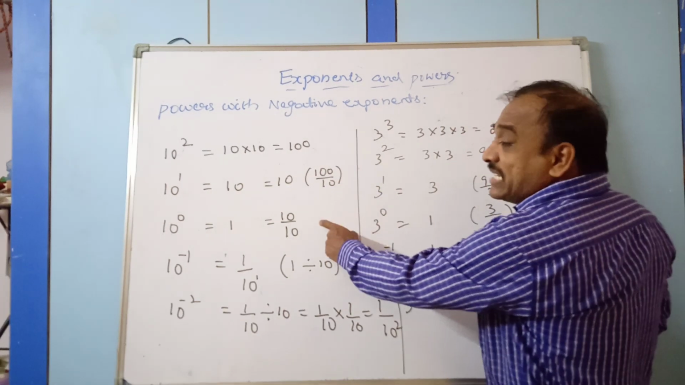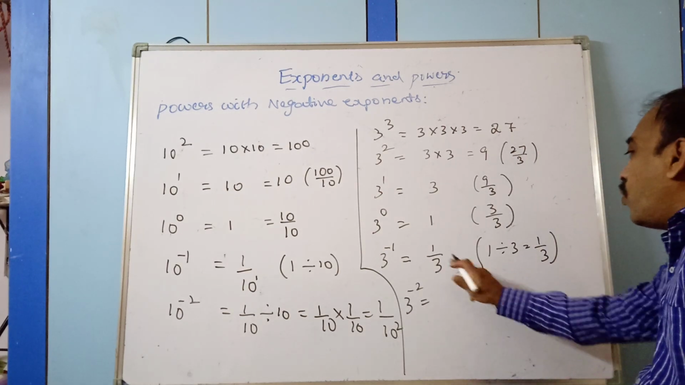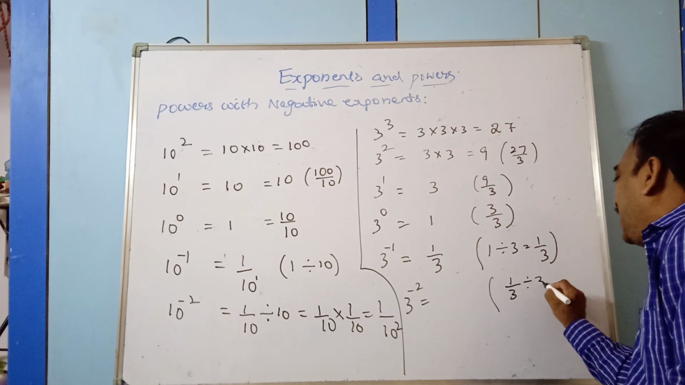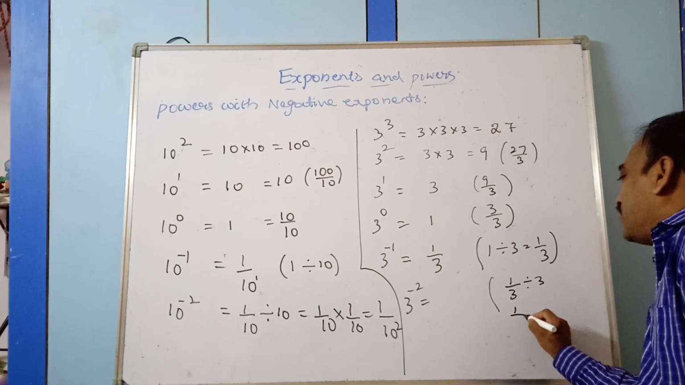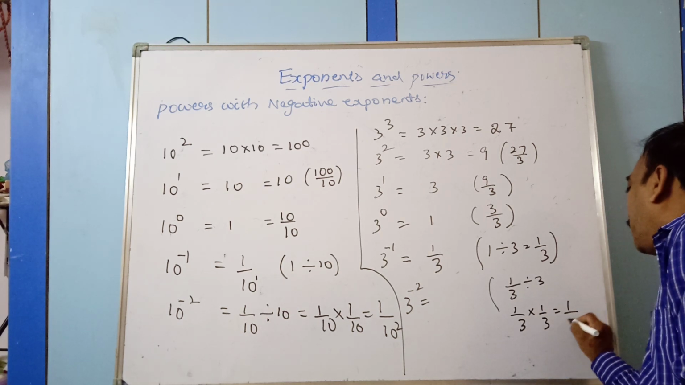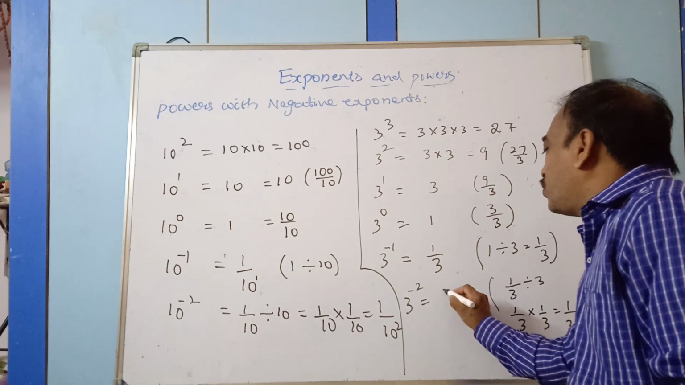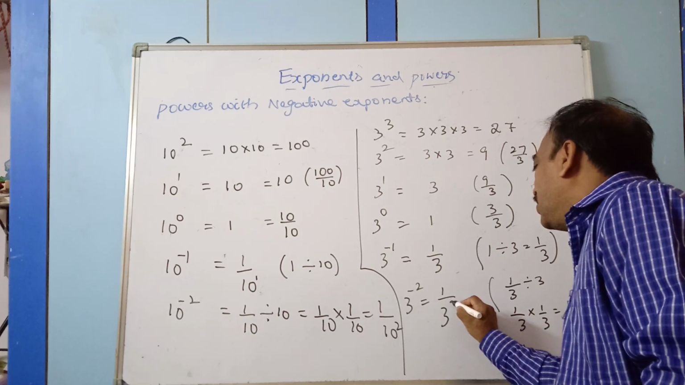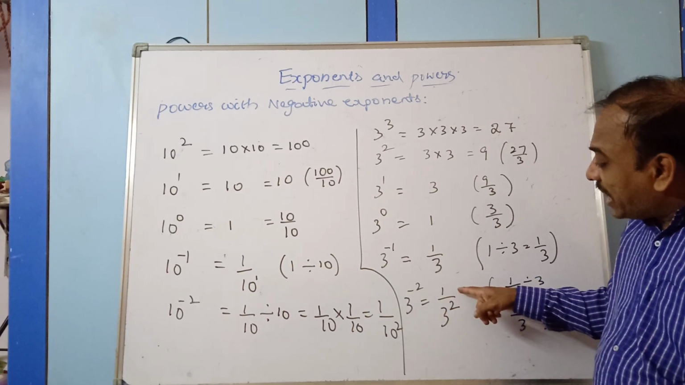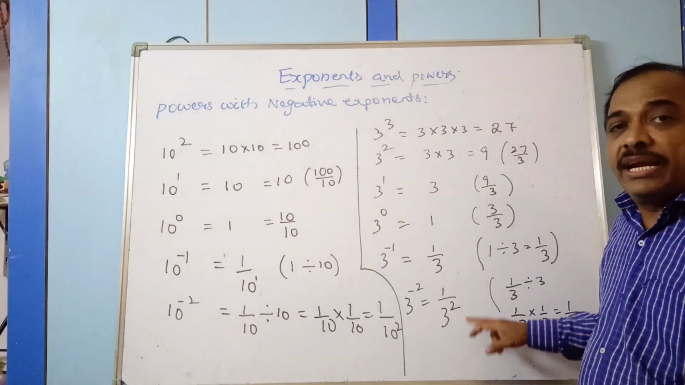Here the value is decreased by 1/10, and here the value is decreased by 1/3. So 1 by 3 divided by 3, which you can write as 1 by 3 into the reciprocal, 1 by 3, which is equal to 1 by 3 square. So 3 to the power minus 2 can be written as 1 by 3 to the power 2. See, when the negative exponent comes, we are able to express it as 1 by 3 to the power 2.